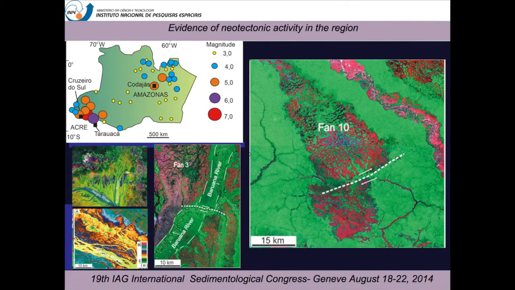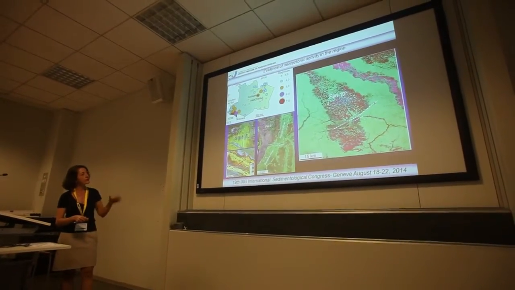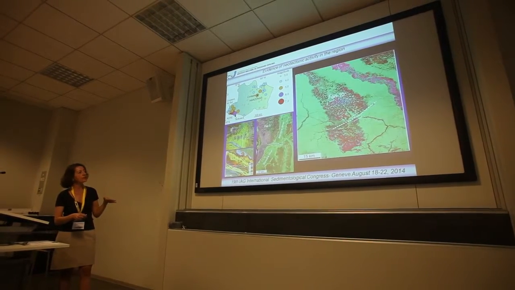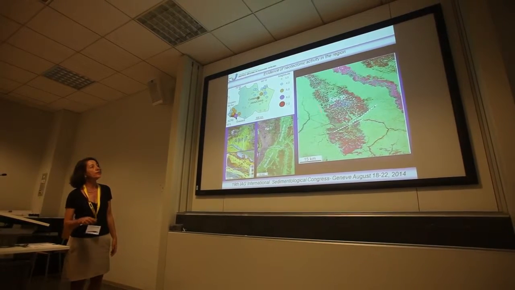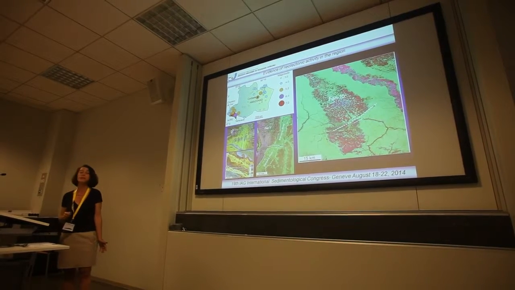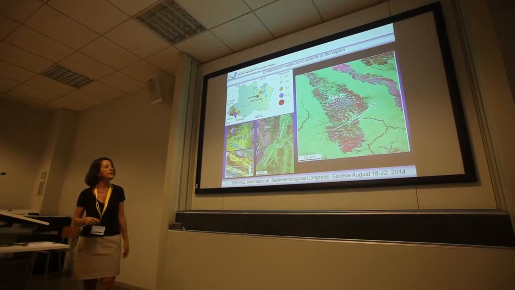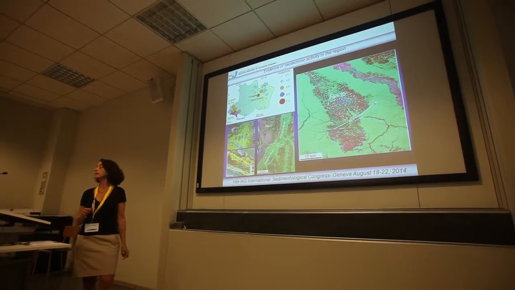We also have whole fluvial valleys that have been displaced by faults. Lots of fault morphology is preserved, like here in the Negro River, with faults that are displacing Quaternary sedimentation. And we have the huge megafan systems in the Amazon that have been discovered in the last few years. These megafans are also displaced by strike-slip faults.